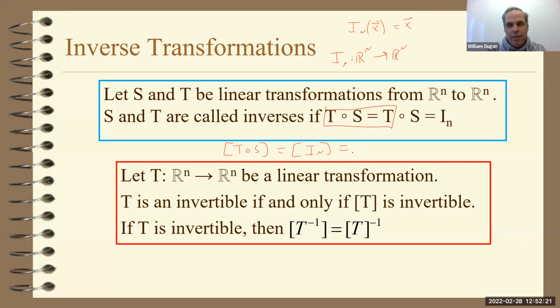So I apply T to E1 and get E1. I apply T to E2 and get E2. I apply T to En and get En. So the standard matrix is actually the identity matrix.